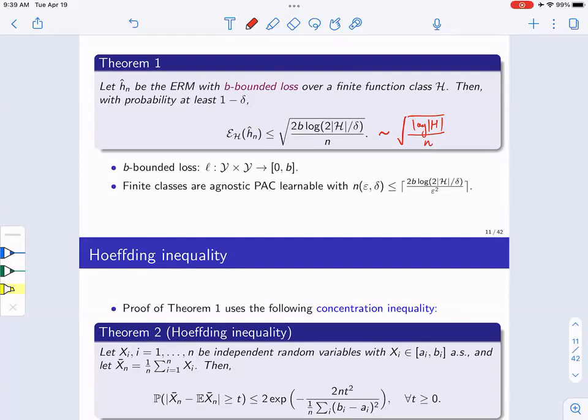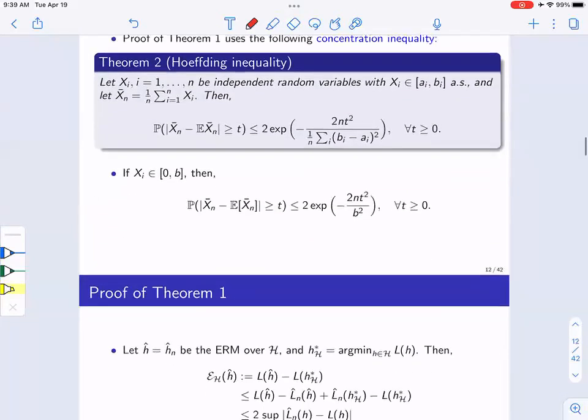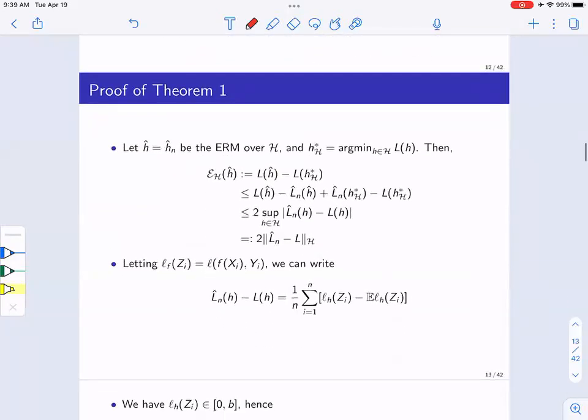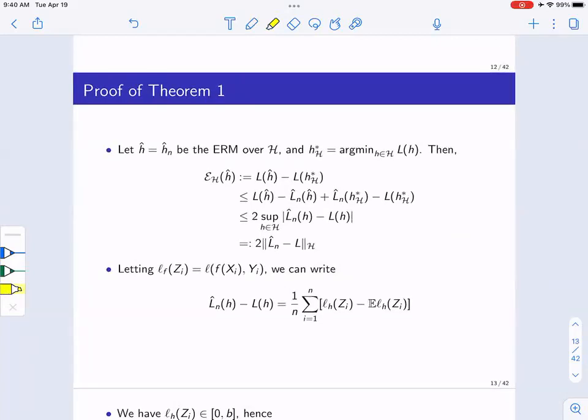The proof was using Hoeffding's inequality together with the union bound. Hoeffding's inequality says that the average of a bunch of bounded variables is concentrated near the expectation. We have this exponential concentration. And then the proof used this idea of a basic inequality. We had this excess risk for a function, let's say h hat, that's the ERM. And then we added and subtracted this term, which is non-negative by the assumptions of the ERM.